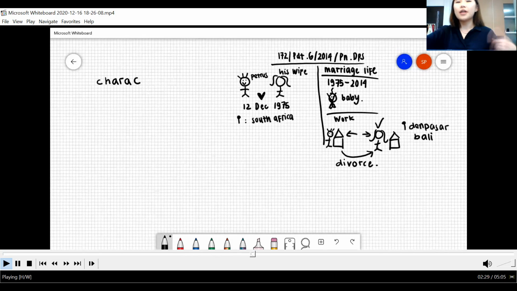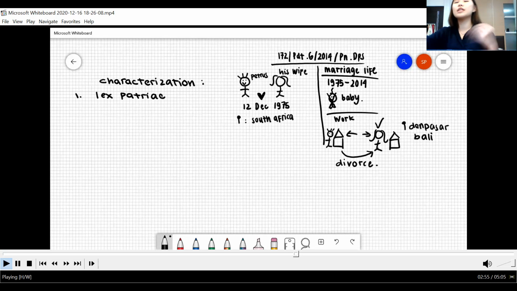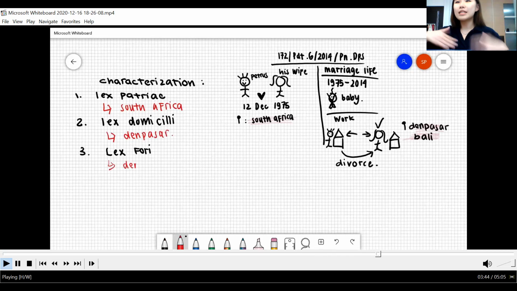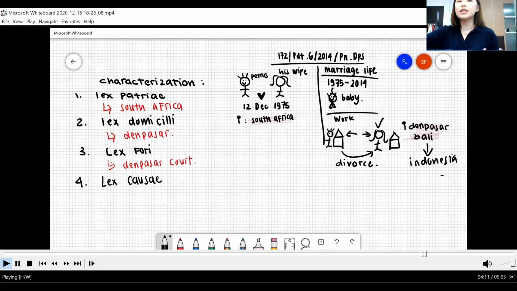Let's first see the characterization. As we saw before, let's separate the nationality. They are both South African citizens, so their lex patriae is South Africa. Their domicile is where they live right now, which is Denpasar. Next, what law are they using in this case? Since they both live in Denpasar, they decided to use Indonesian law. So the lex causae is Indonesia.